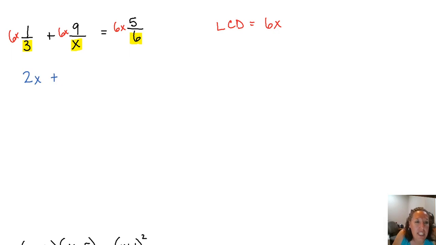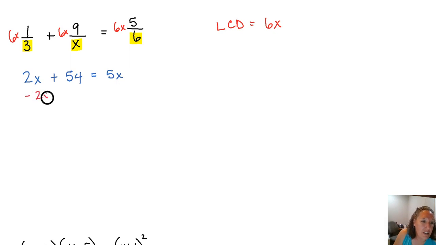On the second term, 6x times 9 over x. Those two x's can divide out, and we're left with 6 times 9, which is 54. And then on the right-hand side, our 6's divide out, and we're left with 5x. All right, now it actually does look like a linear equation. We want to go ahead and finish solving this by getting all of our x's on one side and everything that doesn't have an x on the other.